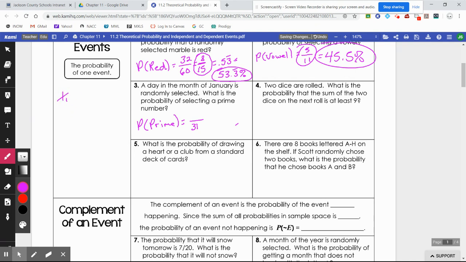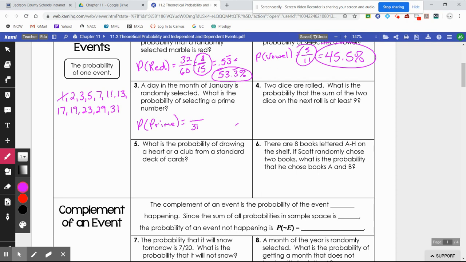It's not prime, it's not composite. But 2, 3, 5, 7, 11, 13, 17, 19, 23, and 29, and 31 are all prime. That's the prime numbers between 1 and 31.